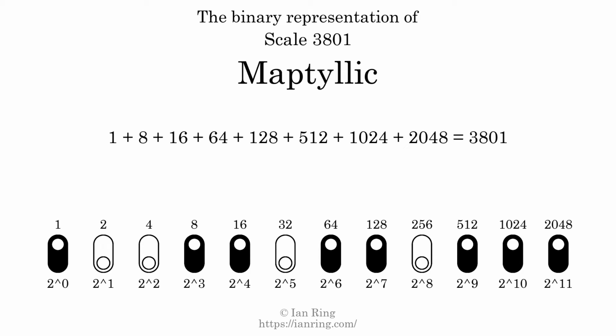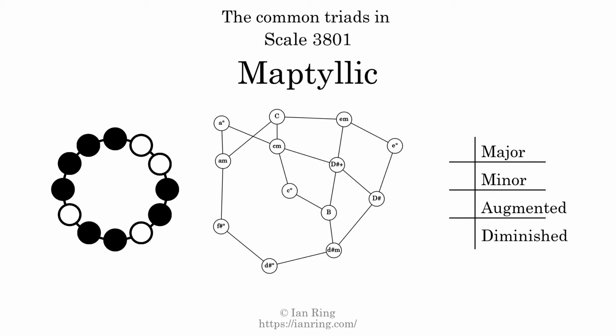The scale number not only enumerates the scale with a unique index, but it also literally describes the tonal content of the scale. Represented as a binary number in base 2, the scale number is 111011011001. Here are the common triads present in this scale.